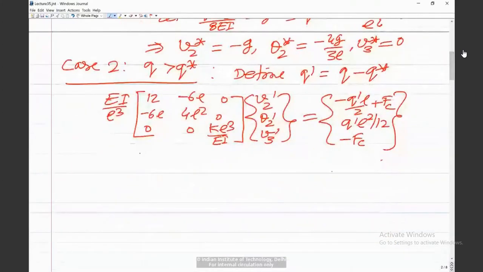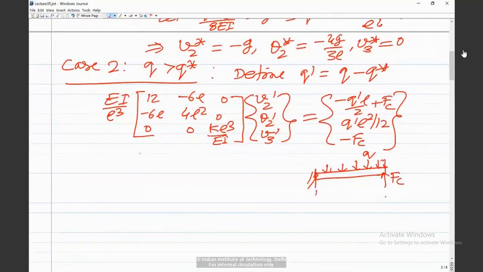So here you will see the forces in the beam. Of course this distributed force q is there, then here FC is there, and this is node 1 and this is node 2, and then here at node 3 FC is there in the downward direction. So for that, these are the equations.